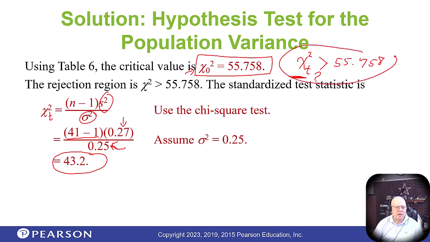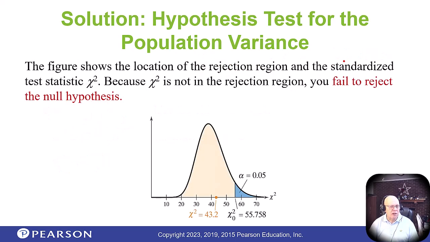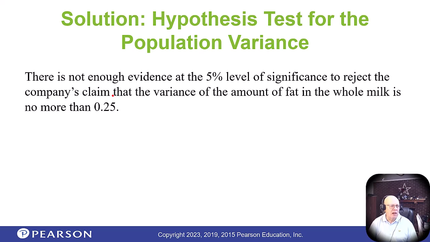Okay, is it greater than 55.758? Nope. What does that mean about our null hypothesis? We're not going to reject it, are we? It's not in the rejection region, so you'll fail to reject the null hypothesis. What does that mean about the claim? There's not enough evidence at the 5% level of significance to reject the claim that the variance is no more than that. So if someone asks you about the amount of fat in the whole milk, you're going to say it's no more than 0.25.